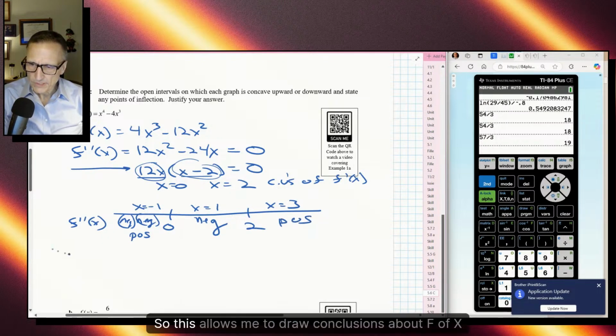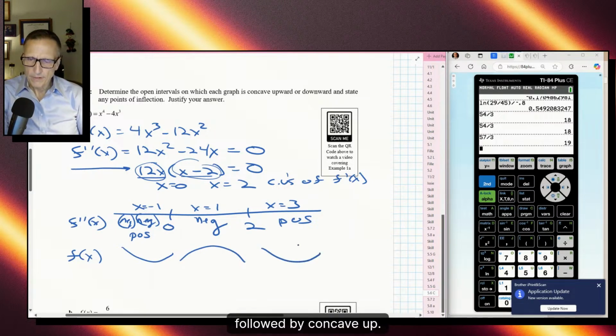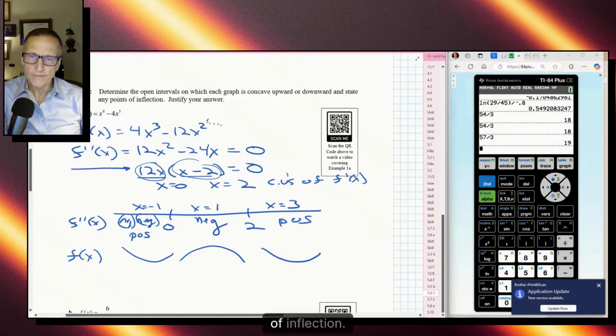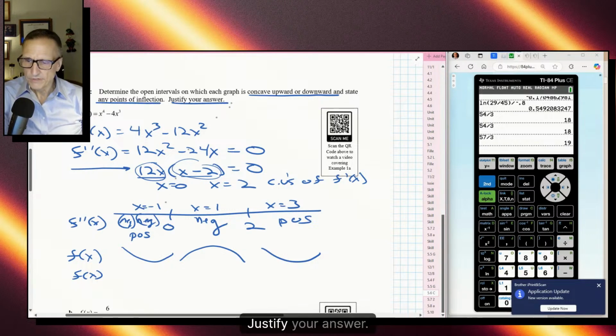It's like that. So this allows me to draw conclusions about f of x, that it was concave up, followed by concave down, followed by concave up. So that makes x equals 0 and x equals 2 points of inflection. So we can say here, because it was asking us, determine the intervals on which it is concave upward or downward, and state any points of inflection, justify your answer. So we will start off by saying this.